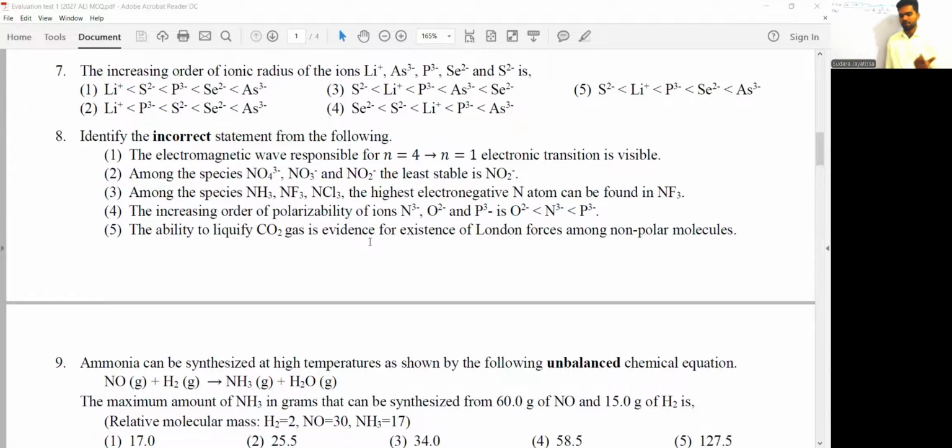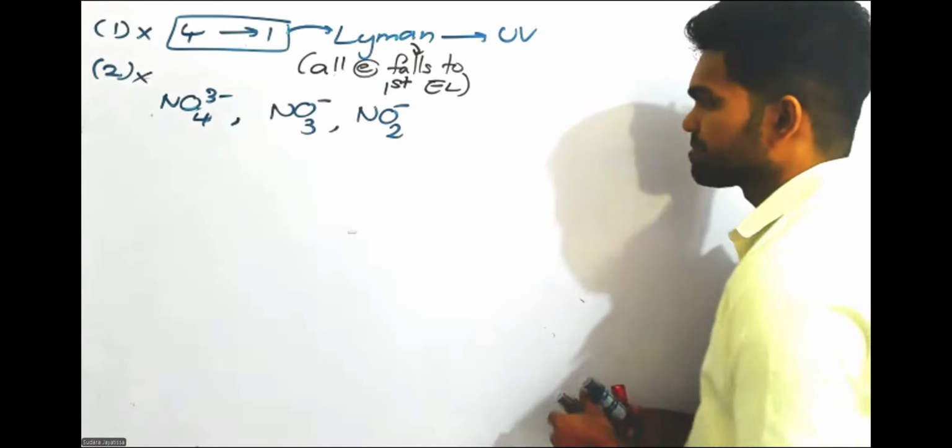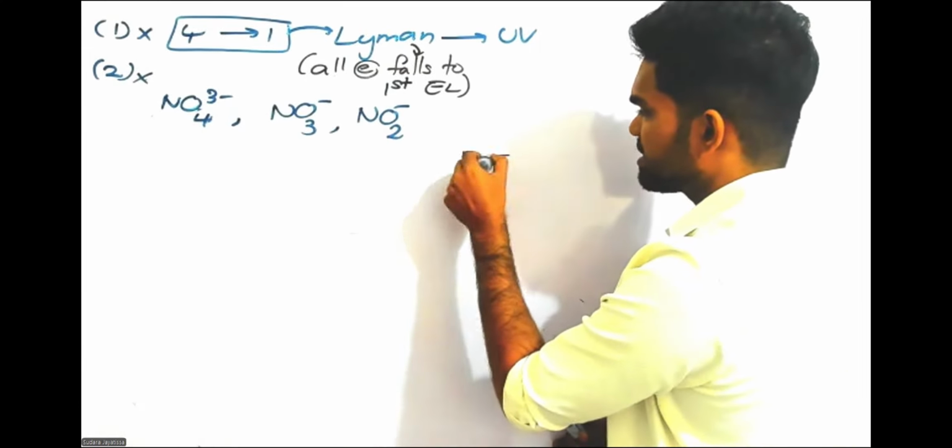Among the species NO4 3 minus, NO3 minus, and NO2 minus, these are the ions given. It says the least stable is NO2 minus. Okay, it is not the least stable one. To get an idea about the stability, we will get the Lewis structures. The Lewis structure of NO2 minus is this.